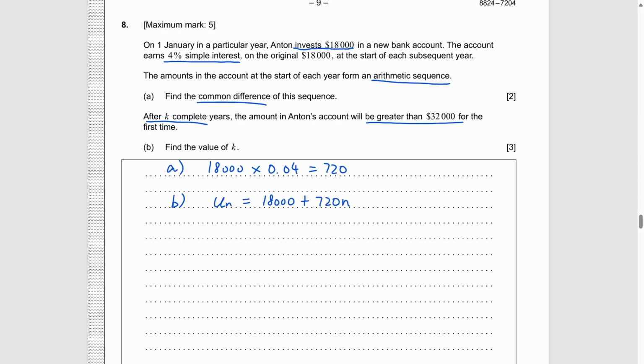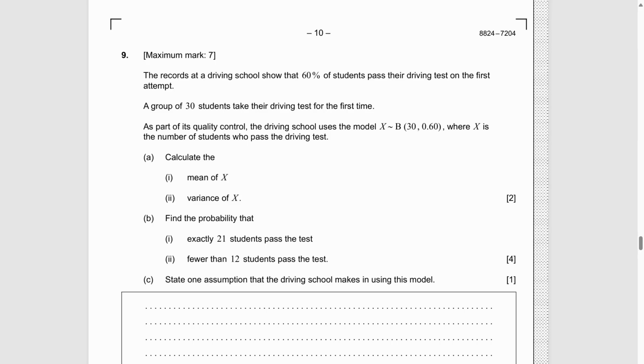So, we just write down the general formula for the sequence first, and then set it to be greater than 32,000. Solve it and we find the number of years is greater than 19. So, K is 20.